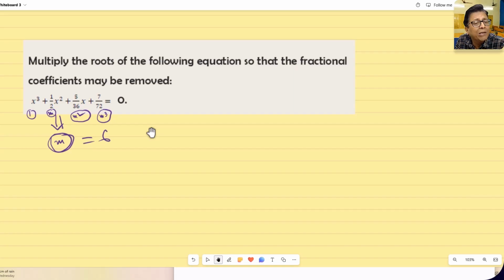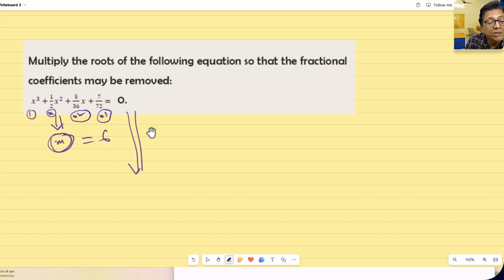If you ask how I will find it, either do it by observation. Why? Because if I multiply this by 6, this fraction will be removed, it becomes an integer. This will be multiplied by m square, equal to 36. This one by m cube, 216. All those are getting removed. So multiply by the factor 6.